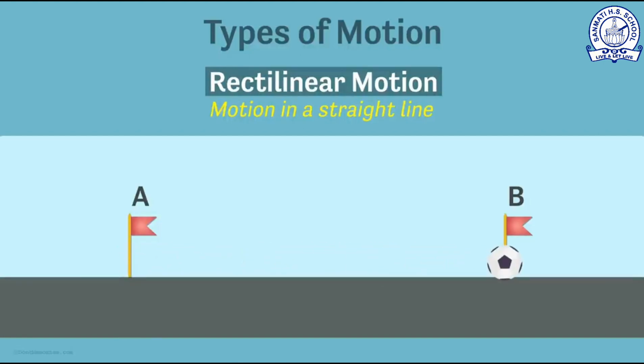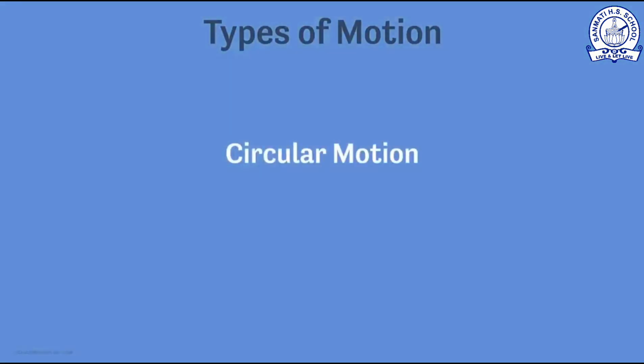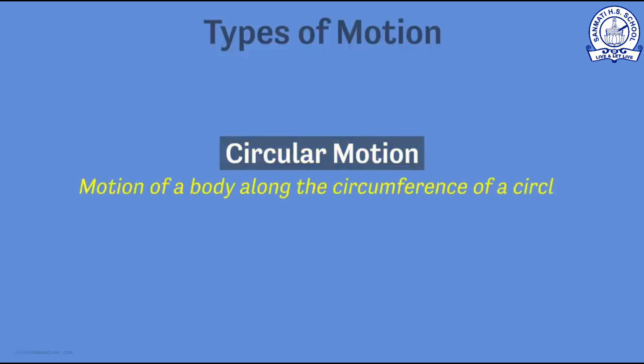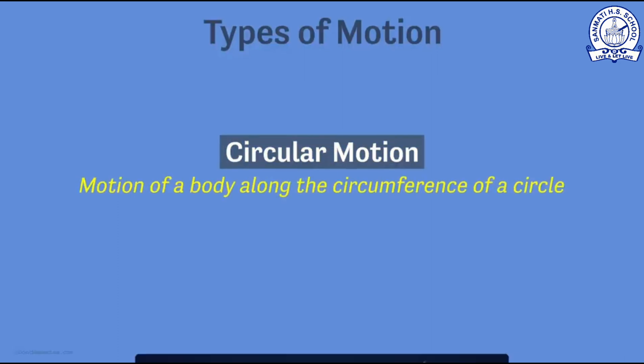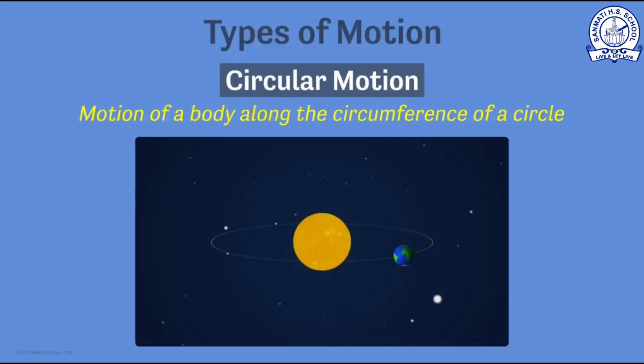There is another type of motion called the circular motion. What can this type of motion be? It is the motion of a body along the circumference of a circle. Example: motion of the earth around the sun is an example of circular motion.